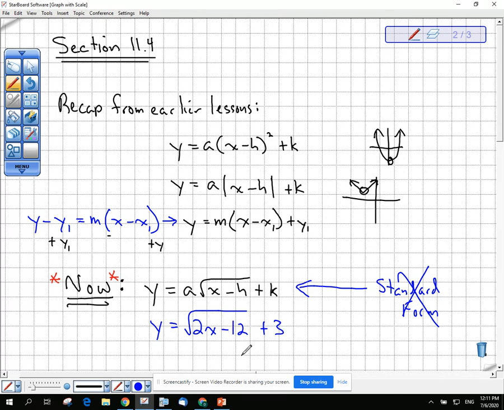Go ahead and graph it on your own if you like to. It's not 12, 3. I believe it actually would be 6, 3. Okay, that's all I have.